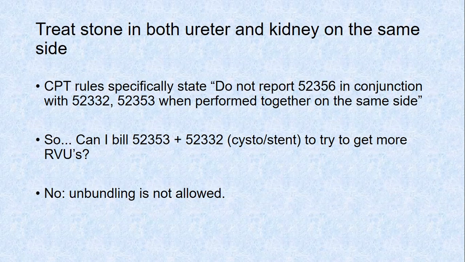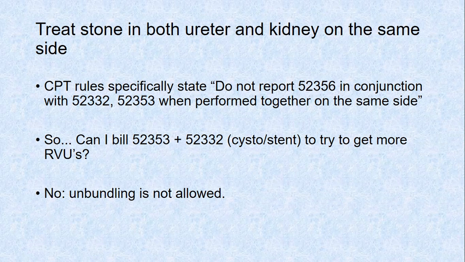We asked about, I mentioned this before, treating stones in both the kidney and ureter on the same side. Although we want to believe that the ureter and the kidney are separate structures, and if you have a stone in the ureter, it's more work to also go up and remove one in the kidney, and sometimes you need different instrumentation. But if you look at the CPT code itself, it specifically states, do not report 52356, which is ureteroscopy with laser lithotripsy and stent, in conjunction with 52332, which is the stent placement, because obviously that's included, or 52353, which is ureteroscopy with laser lithotripsy without a stent, when performed together on the same side.